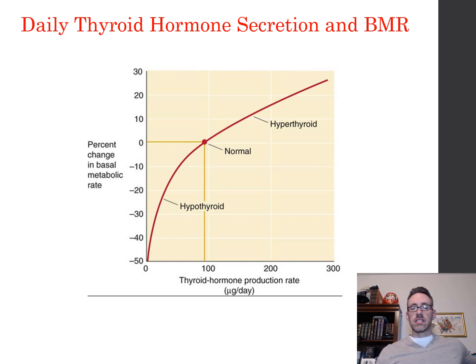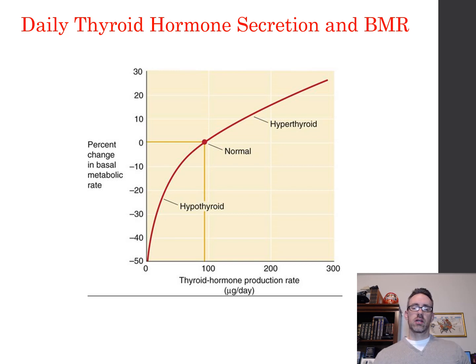If we take a look at this, it's the daily thyroid hormone secretion and BMR. So this is a percent change in metabolic rate, our basal metabolic rate, or our BMR. And this is how it responds to the amount of thyroid hormone that's being produced. Let's say this is our steady state at 0 here. This would be our steady state basal metabolic rate, and this would be our normal thyroid hormone production rate over here, which is close to about 100 micrograms a day.